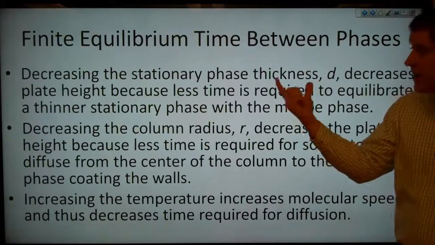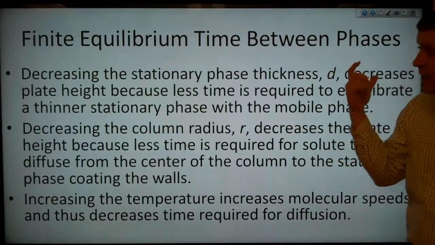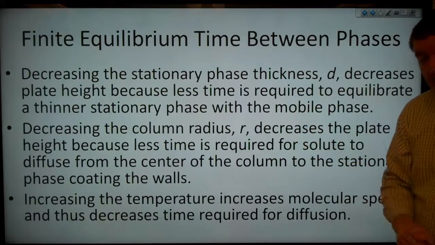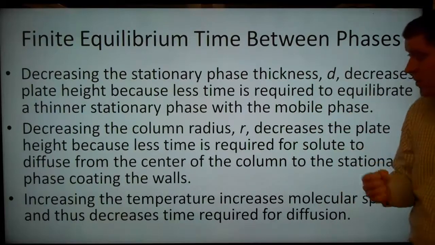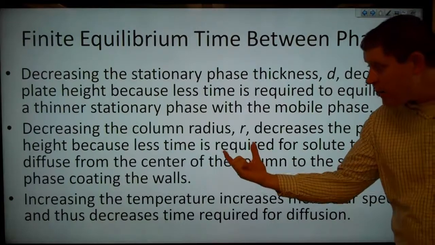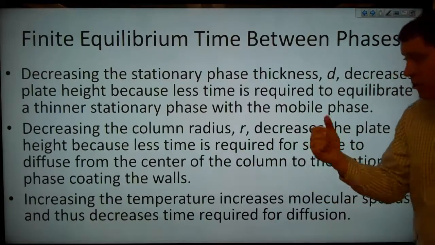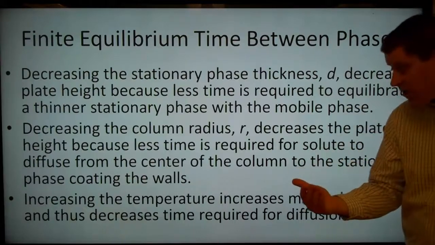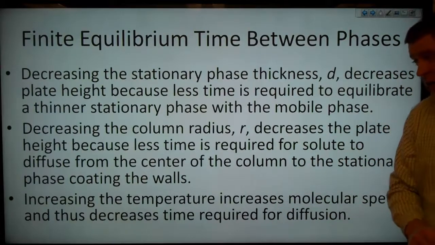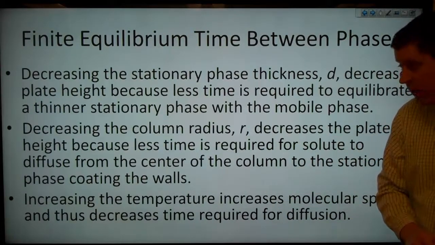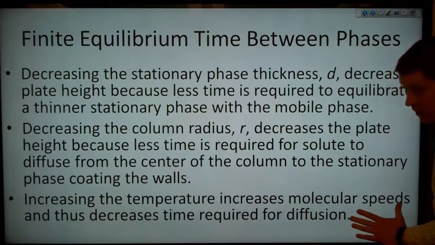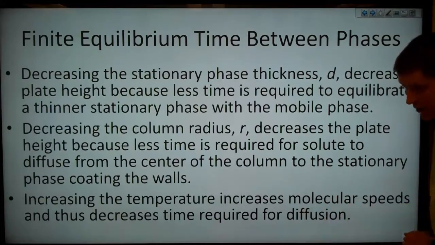Now, decreasing the stationary phase thickness d decreases the plate height because less time is required to equilibrate a thinner stationary phase with the mobile phase. And decreasing the column radius r decreases the plate height because less time is required for the solute to diffuse from the center of the column out to the stationary phase that coats the walls. And increasing the temperature increases the molecular speeds of our solutes, and thus it decreases the time required for diffusion.